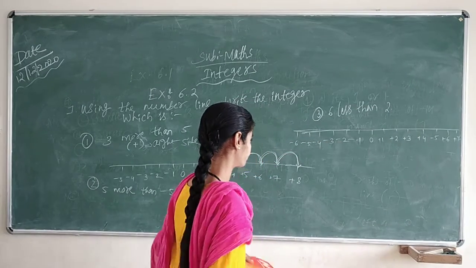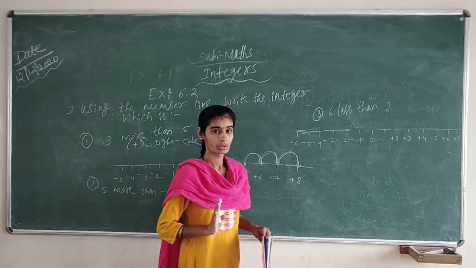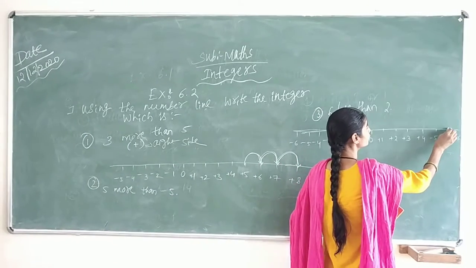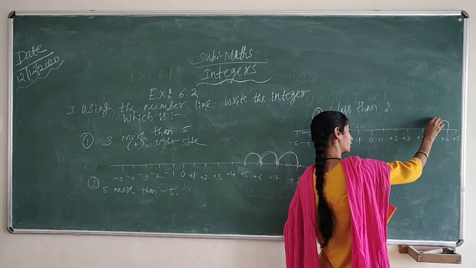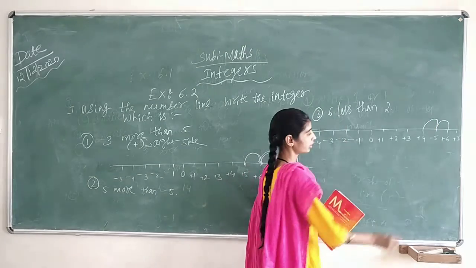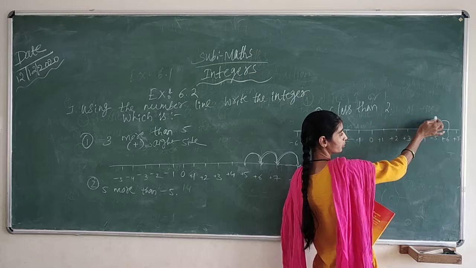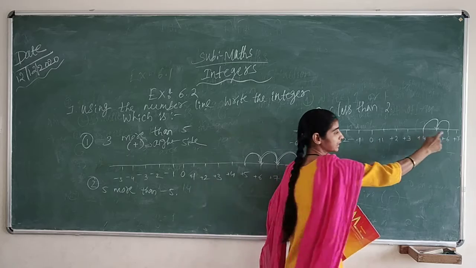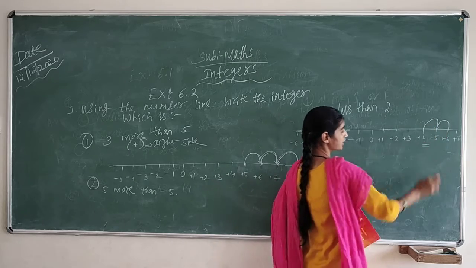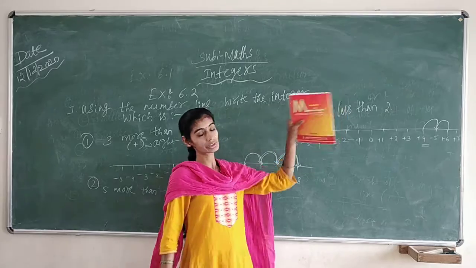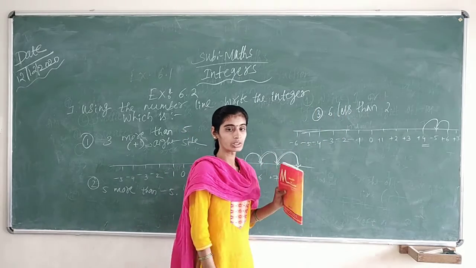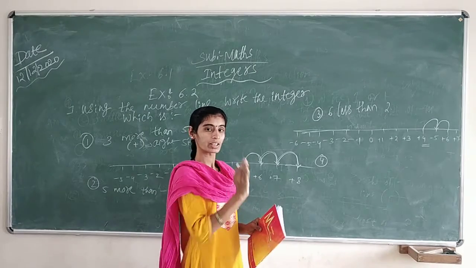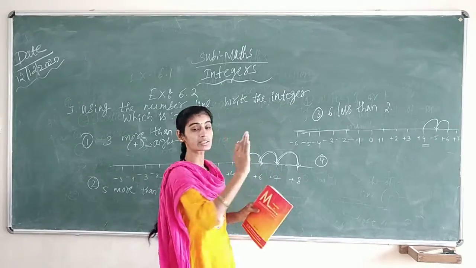6 less than 2. Then what you have to do? Start with 6. Less than 2 means, less means you have to move to the left side. Okay. From 6 you have to move 2 turns, because 6 less than 2 means you have to take 2 turns. 1 and 2. And our answer is 4. And 6 minus 2 will be 4. Only logic that you have to take the moves correctly. Less means left side, more means right side.